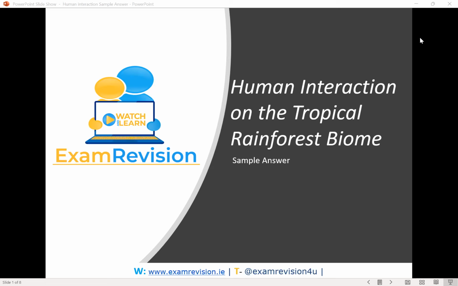So the final thing that we've got to look at here is human interaction on a tropical rainforest biome. Essentially, what we're going to be looking at here is how humans have used and often abused the tropical rainforest biome, specifically looking at the Amazon rainforest in a bit of detail.